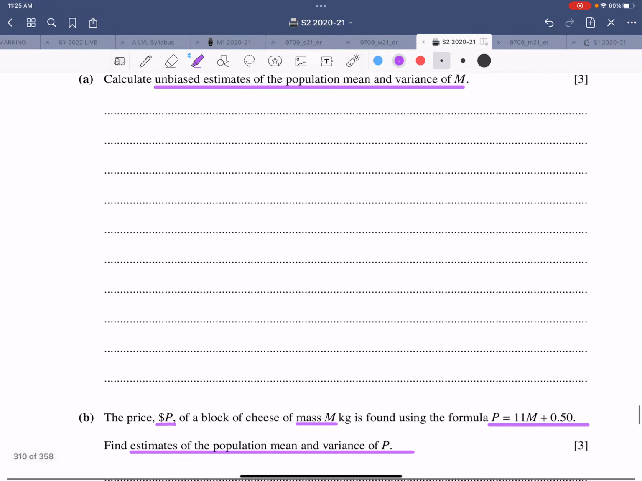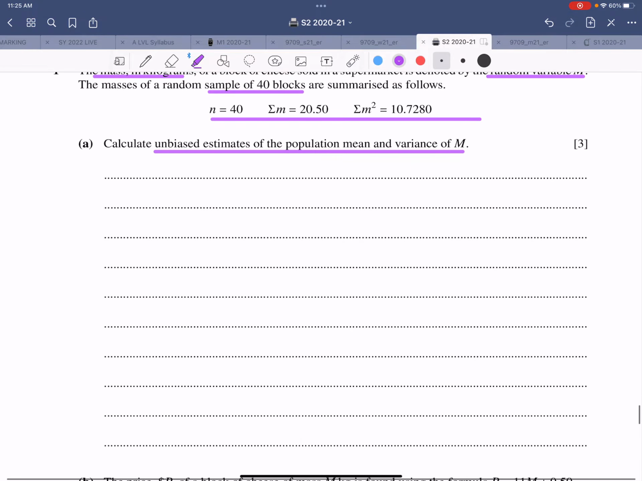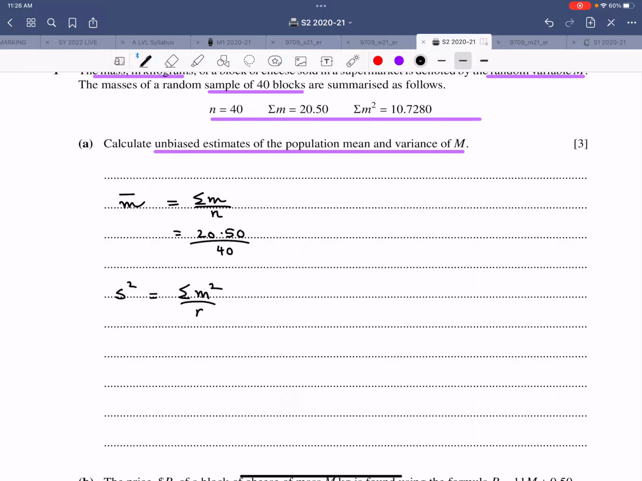Now the first part is straightforward. That is, x bar is sigma x over n, but this is not x, this is m. So they keep on changing the variable. M bar is sigma m over n, that is 20.50 divided by 40. Similarly, variance for m, sample variance, that is sigma m square over n minus m bar square.